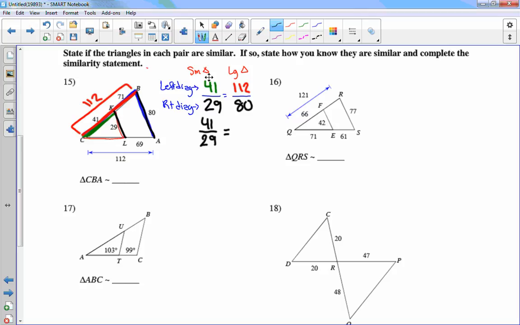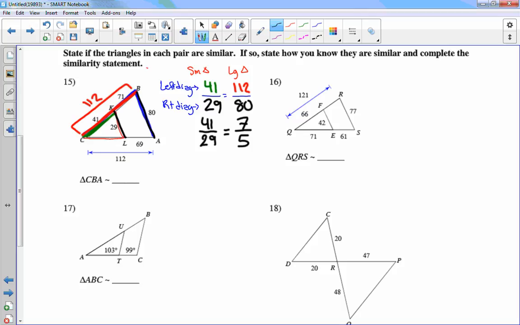Oh, you know the answer. We don't need that. Do 112 divided by 80. Not enter, enter. There you go. What do you get? Question number 5. Do these equal each other? Are they the same? No. So are these two triangles similar?